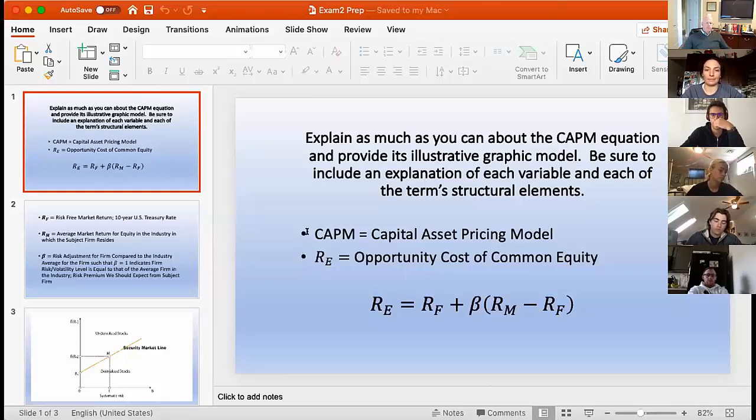So as we know, the CAPM is the capital asset pricing model. Also could be thought of as the opportunity cost of common equity. And in our WACC equation, it shows up as the return on equity. And then here's the basic equation form here.